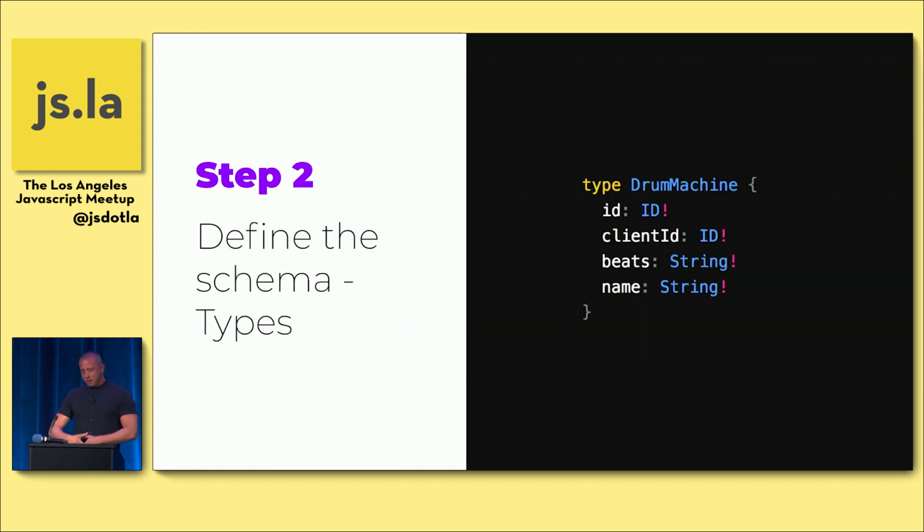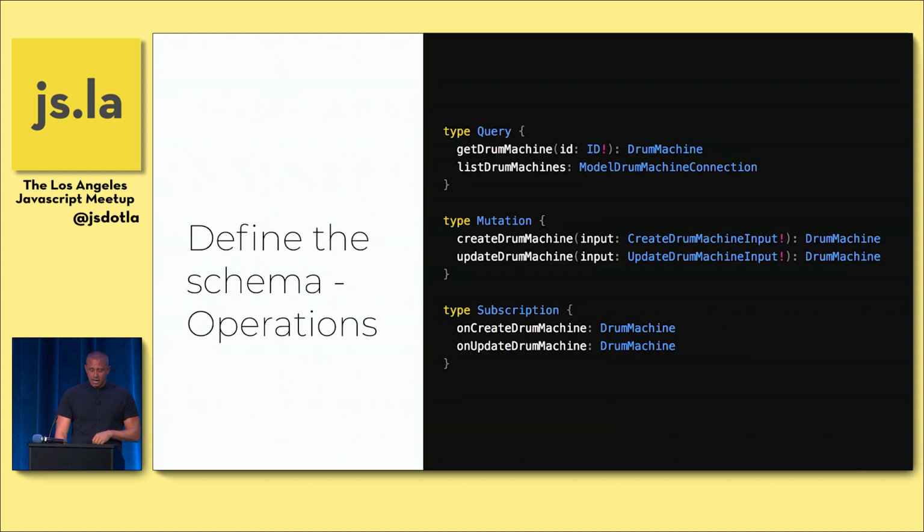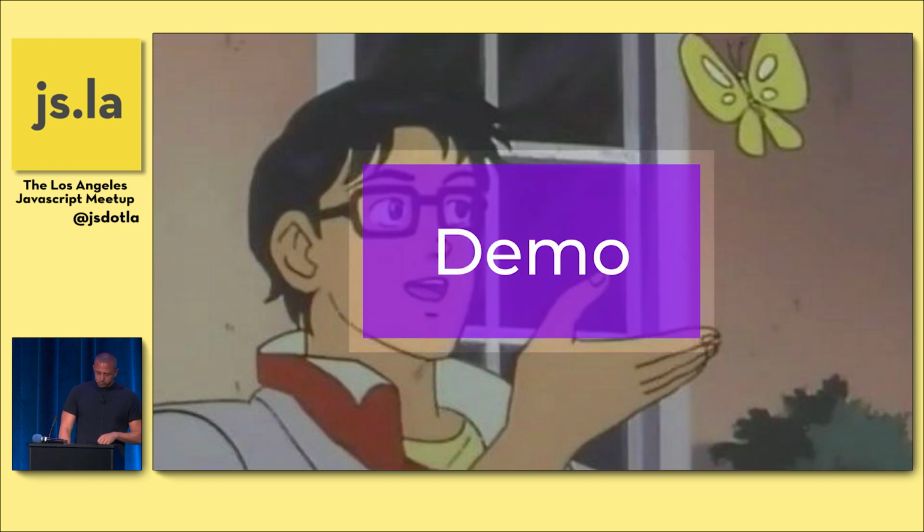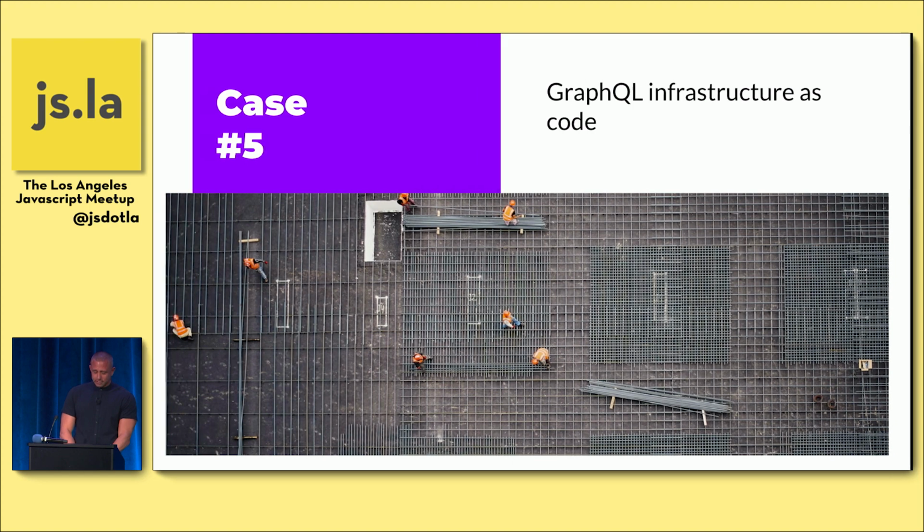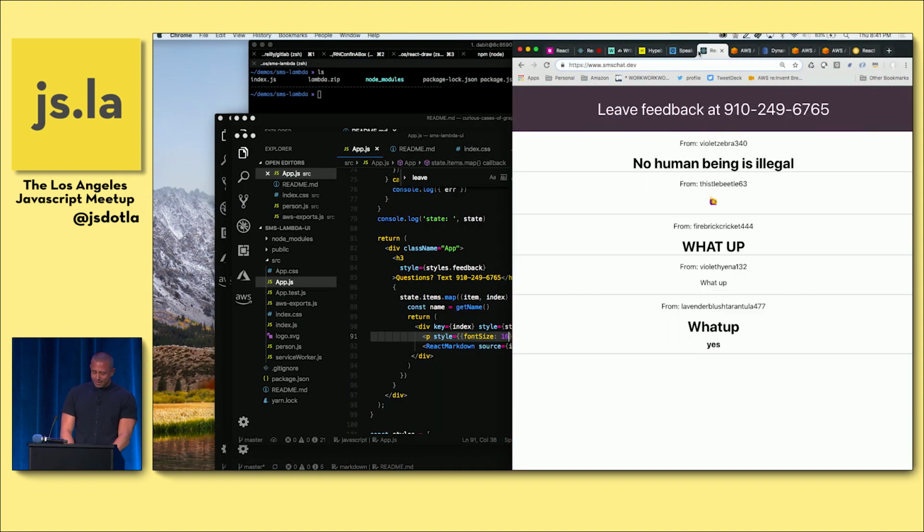Next, we create the schema. The schema just has a client ID and a beats string, and then we have a name for the beat box. That way, if we create a beat box, we can attach a name to it. All the basic operations you might expect on a GraphQL API: queries, mutations, subscriptions. All right, for the demo, that's a little too far ahead.